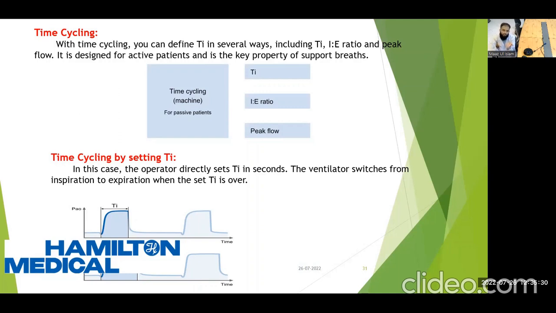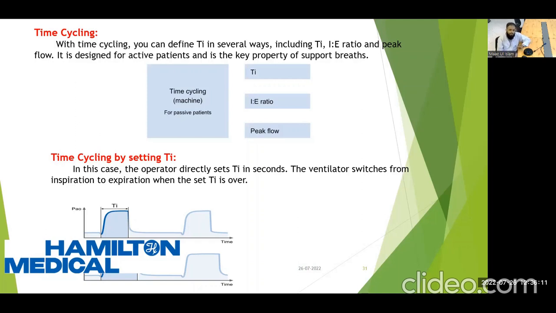So you have an option to set the inspiratory phase manually. In a 3-second BCT, if you set the inspiratory time to 1 second, the expiratory time automatically settles to 2 seconds. If you set the inspiratory time to 1.5 seconds, the expiratory time automatically settles to 1.5 seconds. If you set the TI to 2 seconds, the TE settles to 1 second. So we set the TI and the TE automatically settles.